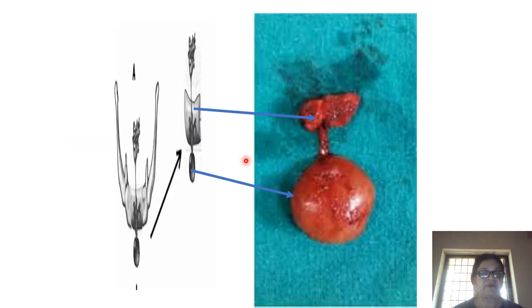So this is taken from the net. You remove the cyst and you remove the central portion of the hyoid, not the whole hyoid, the central portion of the hyoid, and this is what you will find. This is the central portion of the hyoid and this is your cyst.